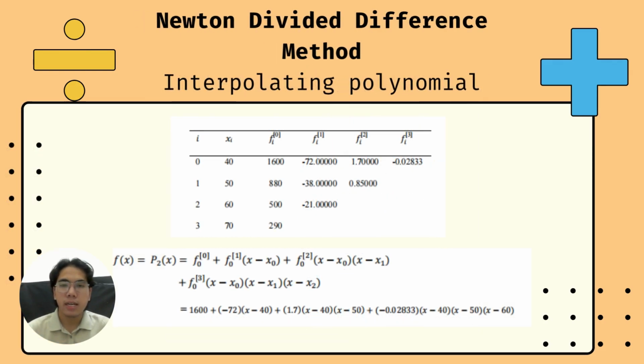Okay, next, from the answers on the previous slide, we can put them into a table so we can see clearly, and we can put them into the formula below, which is P(x) = f00 + f01 multiplied by (x - x0) + f02 multiplied by (x - x0) multiplied by (x - x1) + f03 multiplied by (x - x0) multiplied by (x - x1) multiplied by (x - x2).